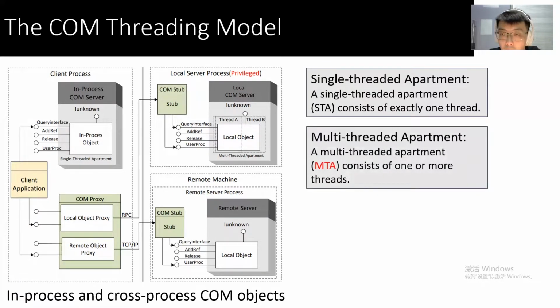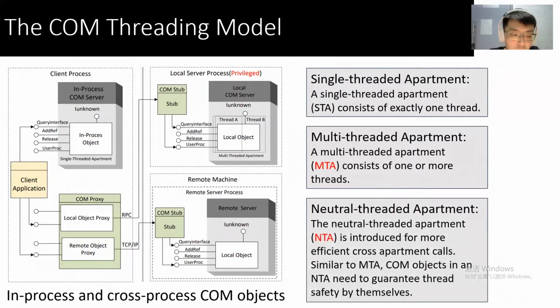A multi-threaded apartment consists of one or more threads, just as the top right corner of the picture shows. Each client request will be served with a new thread in the privileged local process. Consequently, data races may trigger if the interface methods are not thread safe. These data races often lead to memory corruption bugs such as buffer overflows and use after free. Attackers can easily exploit these bugs to gain escalated privilege or execute arbitrary code.